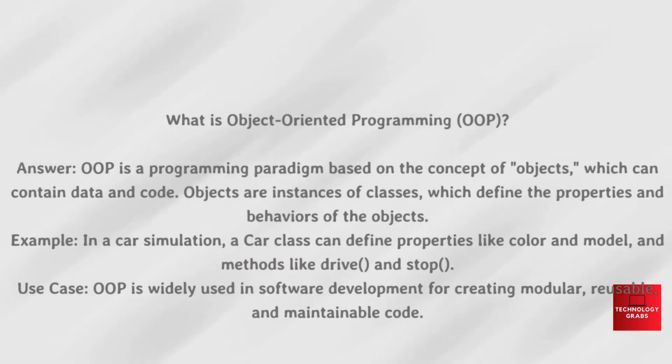What is object-oriented programming, OOP? Answer: OOP is a programming paradigm based on the concept of objects, which can contain data and code. Objects are instances of classes, which define the properties and behaviors of the objects. Example: in a car simulation, a car class can define properties like color and model, and methods like drive and stop. Use case: OOP is widely used in software development for creating modular, reusable, and maintainable code.